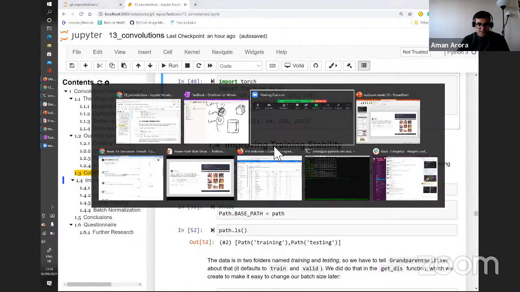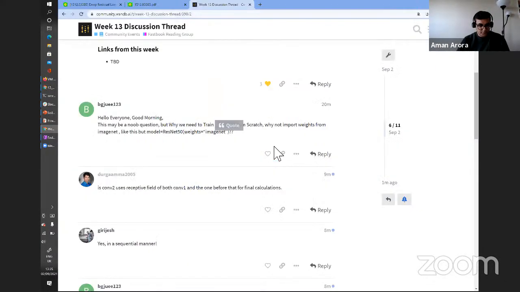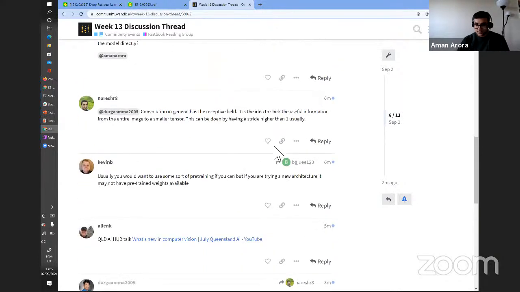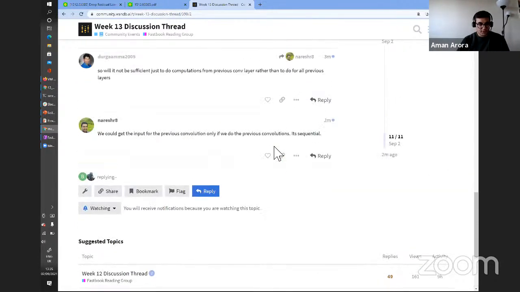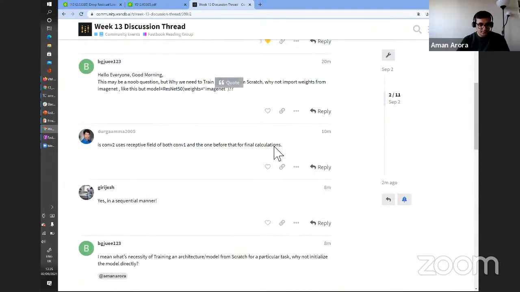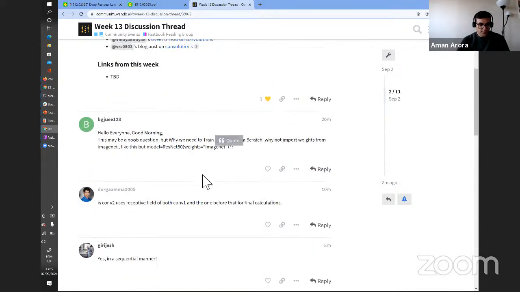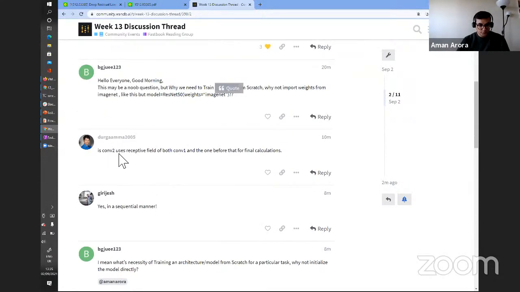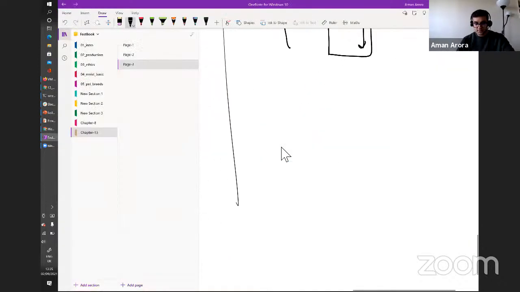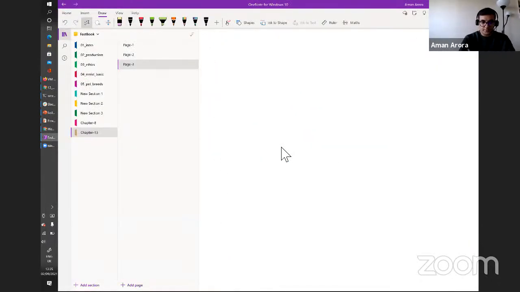Are there any questions on convolutions? Oh, there's quite a few questions. Okay, let's cover these. Does conv2 use the receptive field of both conv1 and the one before that for the final convolutions? No, it's just using conv1. So I guess it's unclear what receptive fields are.